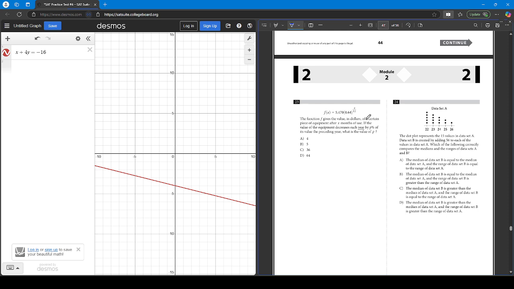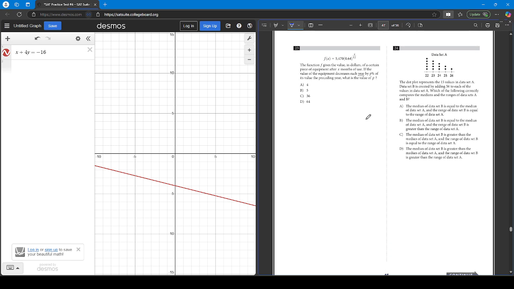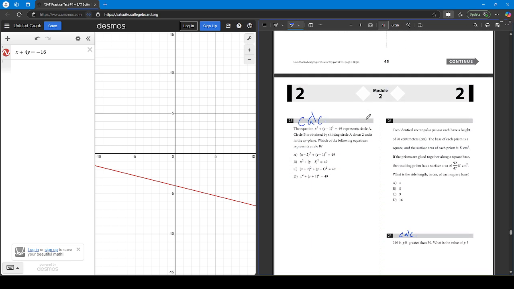And then 23, 24, not really stuff for the calculator. 25 we can look at on the calculator though, if you have it copied. If not, it's okay, you can follow along real quick. This is not going to be a long question. And neither is number 27.